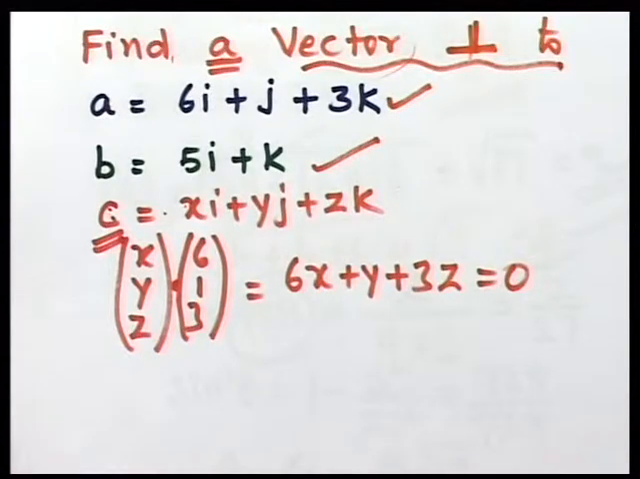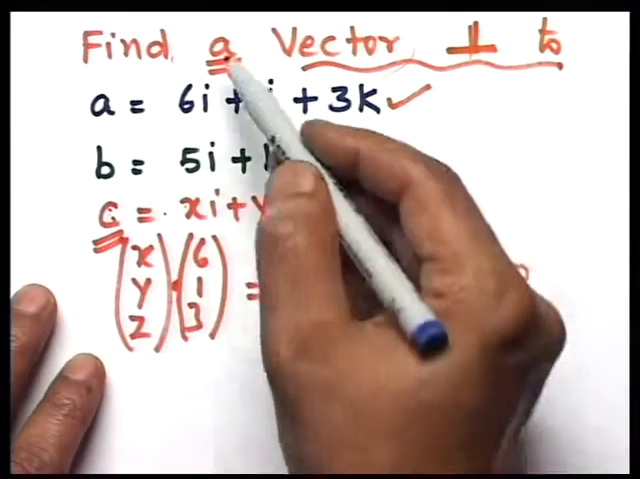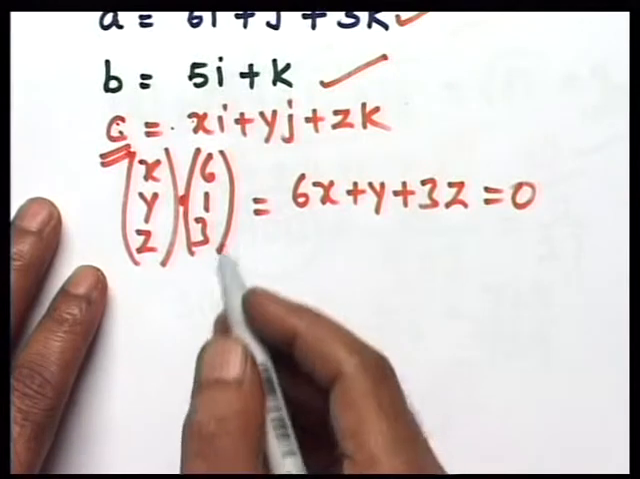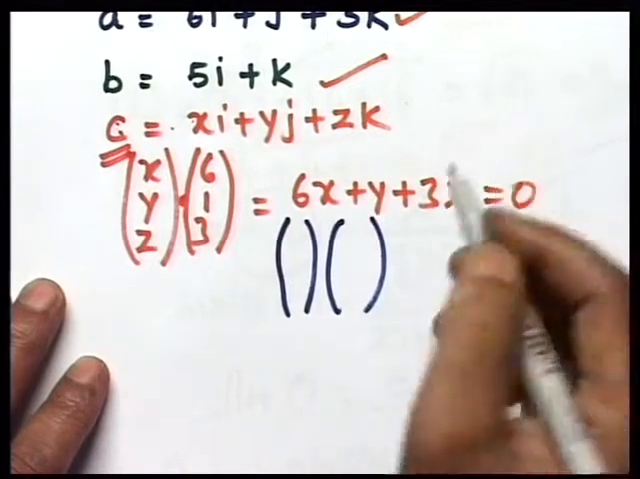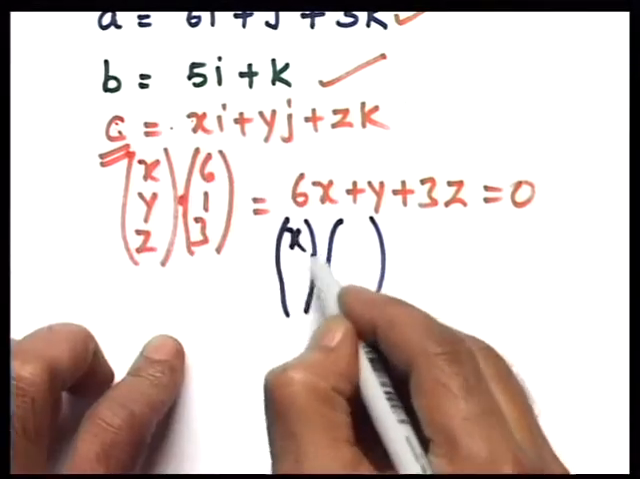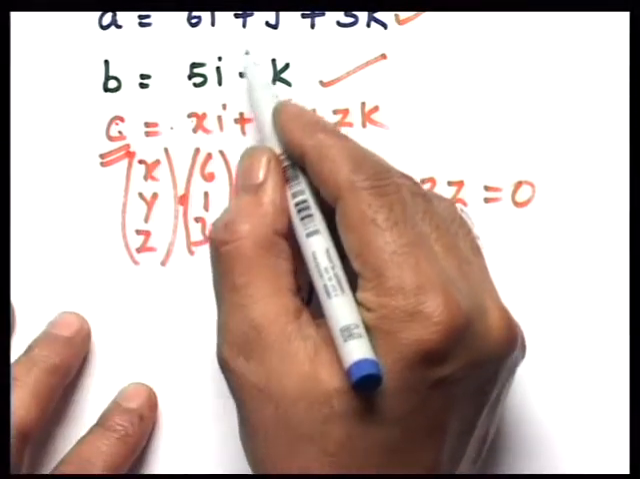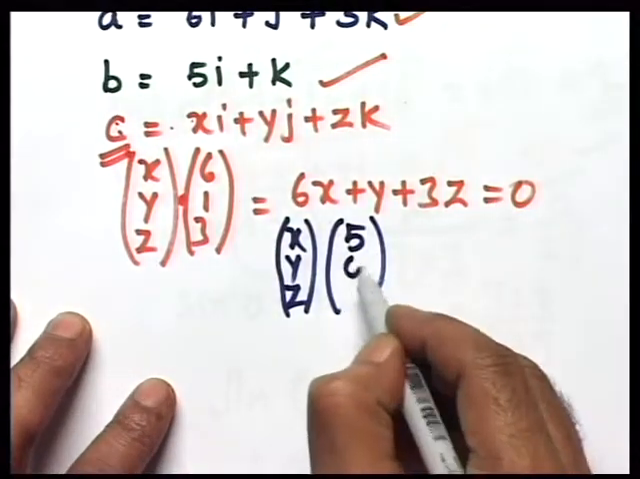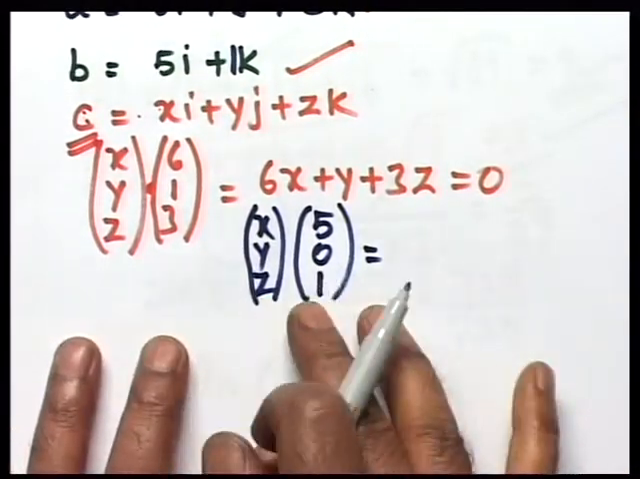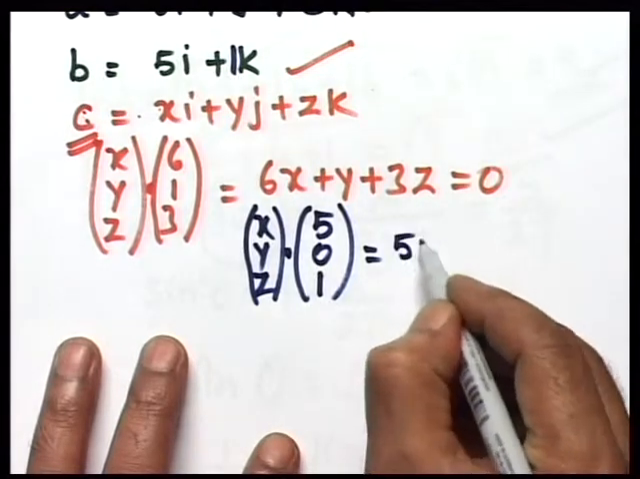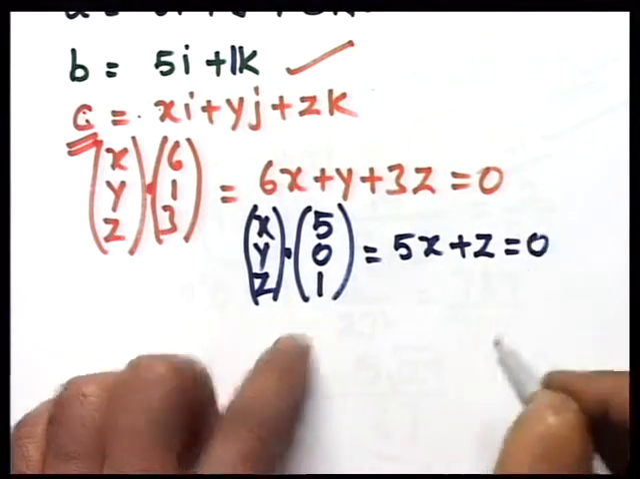The same thing happens to the second one also, because the angle between C and B is also 90. Let's write the column vector x, y and z. B is 5i and k. The j component is missing, so it's actually 5, 0, 1. Nothing in front means 1. We multiply these two vectors, which is called the dot product, and that should come down to 0. 5x plus 0 plus z is equal to 0.